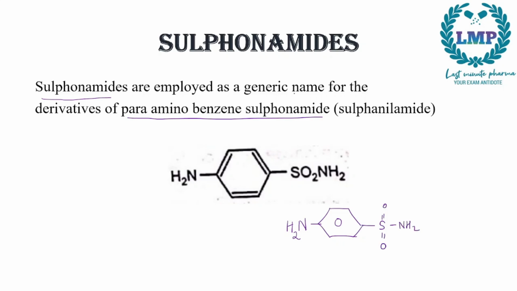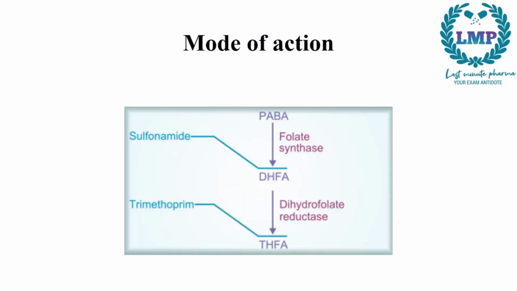How do you remember this is sulfonamide? Amide is C double bond O and NH2, but since it's a sulfone we will give it an S double bond O double bond O. So we will get a sulfonamide, also known as sulfonylamide.